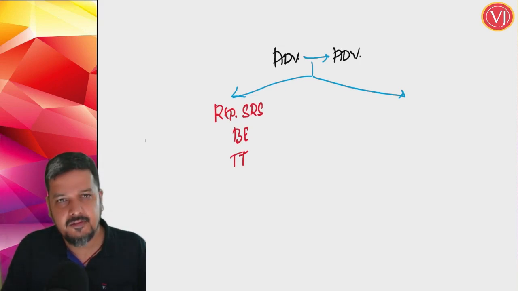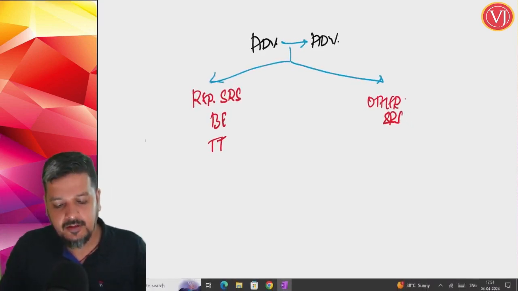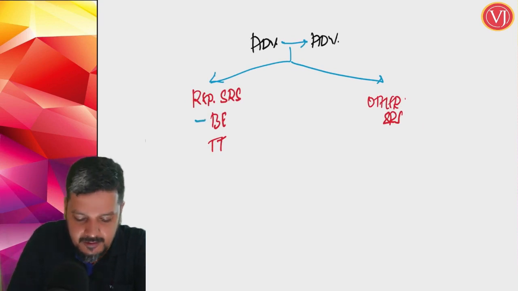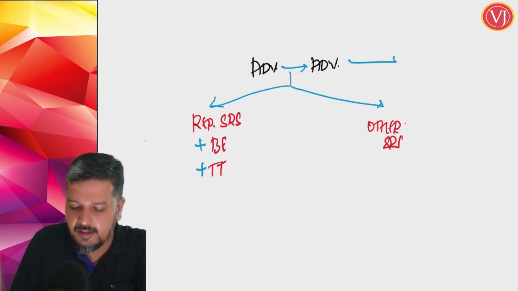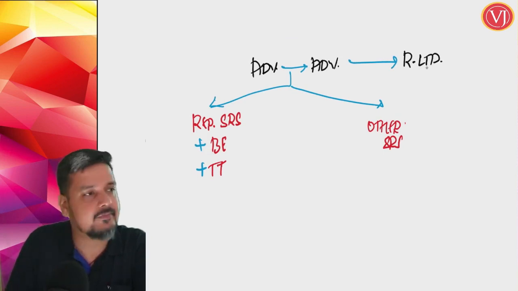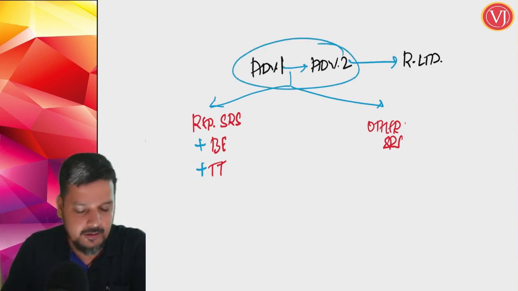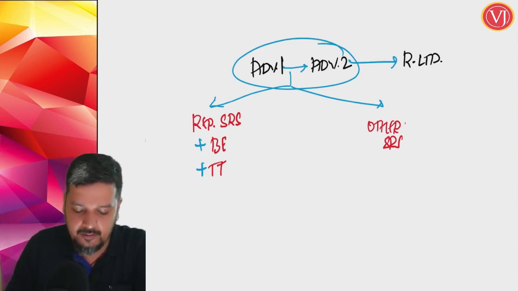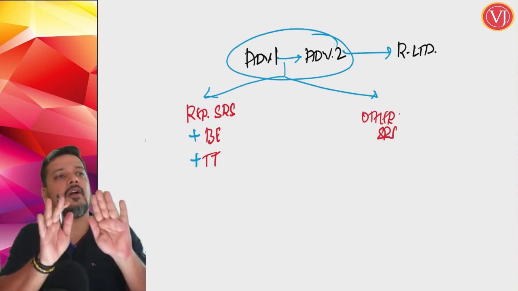Representation services to a business entity in taxable territory. Understand that one advocate will provide services to another advocate, and that other advocate is giving services to Reliance Limited. So that is advocate 1, advocate 2 and Reliance Limited. The focus is on one advocate to another advocate. If it is representation services to a business entity in taxable territory, then you don't take it as 2 contracts.